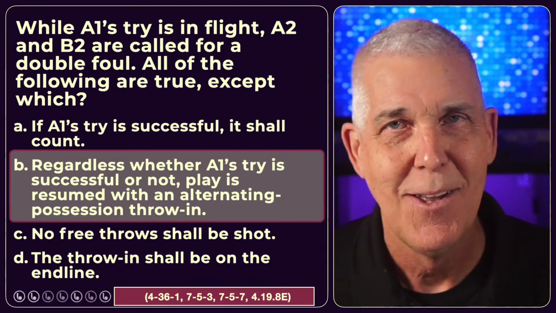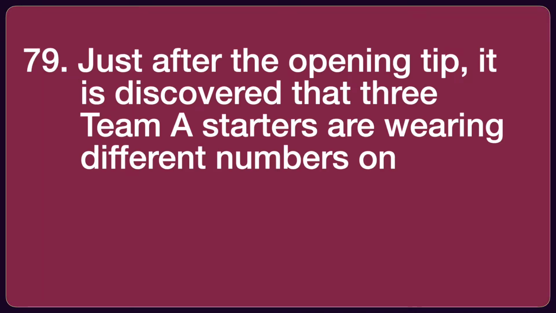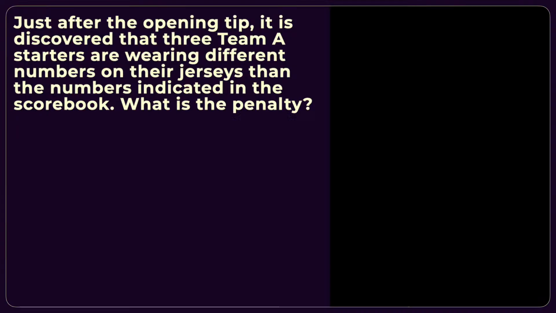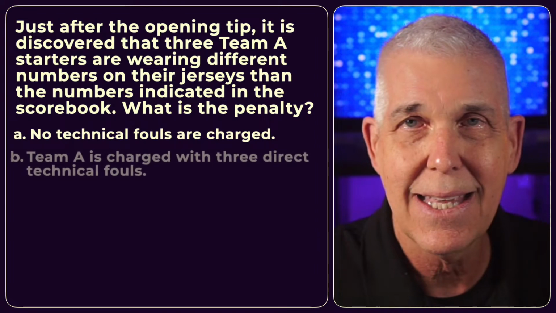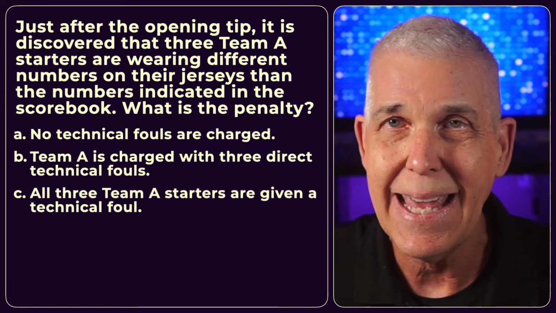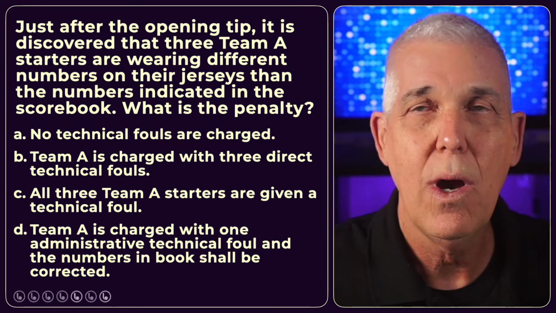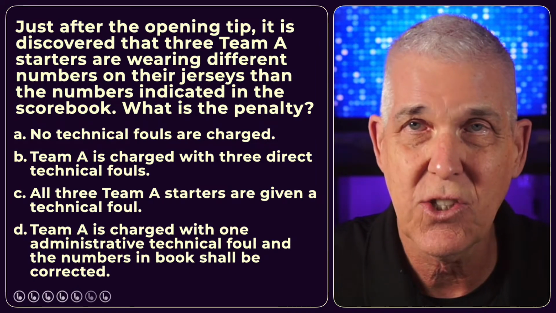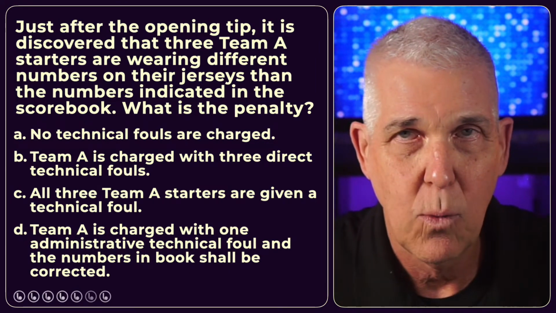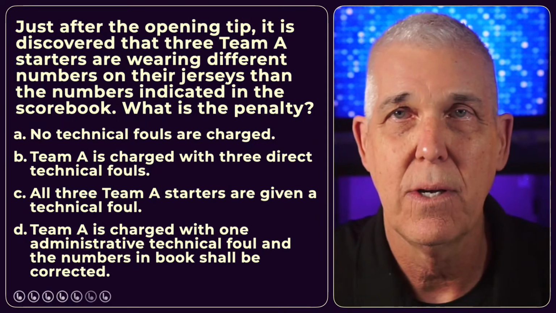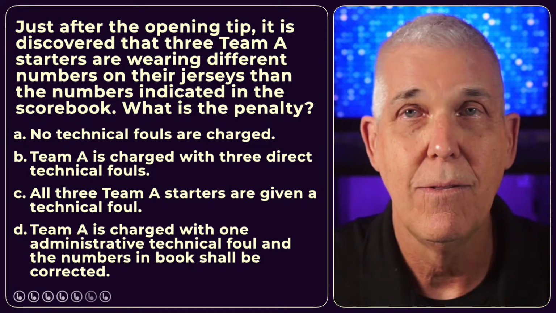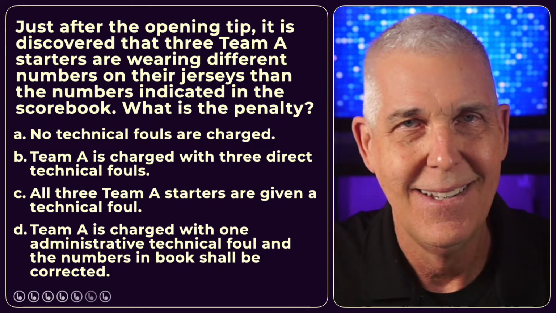Correctable? Yeah. Moving on. Just after the opening tip, it is discovered that 3 Team A starters are wearing different numbers on their jerseys than the numbers indicated in the scorebook. What is the penalty in this situation? We have players with incorrect numbers. What are we going to have to do in this situation? We are going to have to make a correction to the scorebook. When we must make a correction to the scorebook, is there a penalty? Yes. What kind? Oh, that's a technical foul, right? What kind of technical foul?